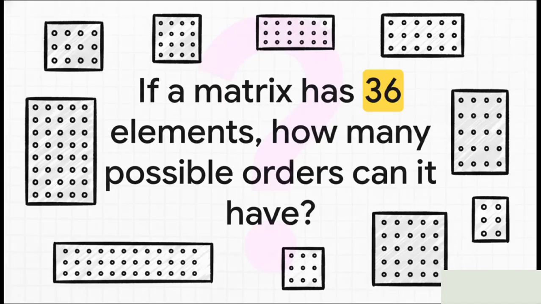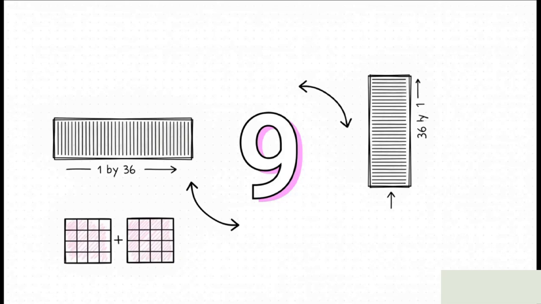Okay, pop quiz. This is a classic one-mark question you will almost definitely see. If I tell you a matrix has 36 elements inside it, how many different rectangular shapes, or orders, can you make? Take a second. This is just a fancy way of asking, what are all the pairs of natural numbers that multiply to 36? And the answer is 9.